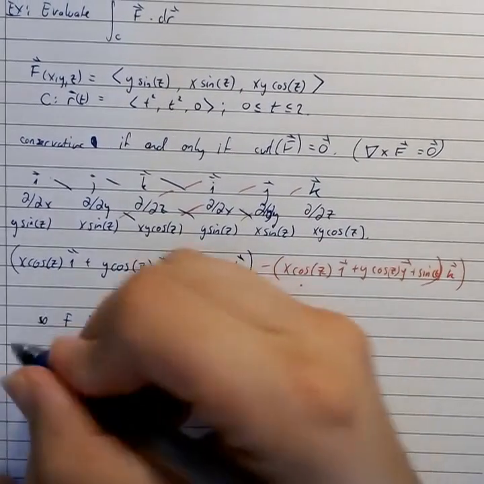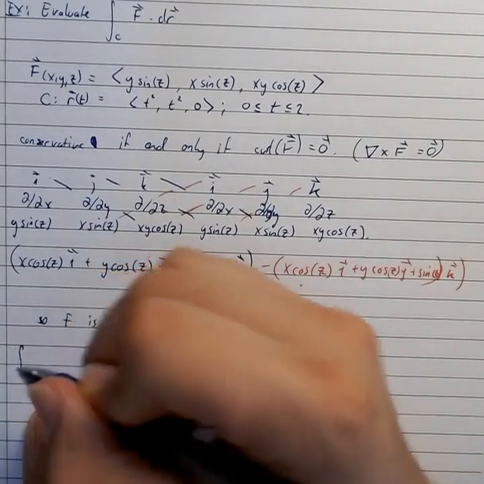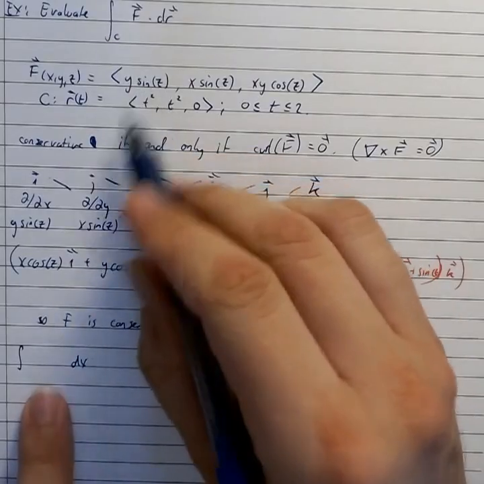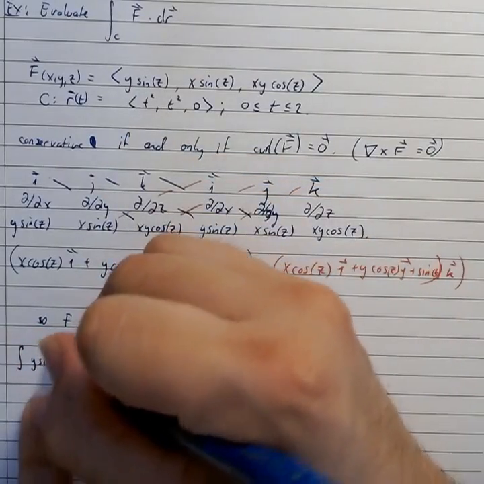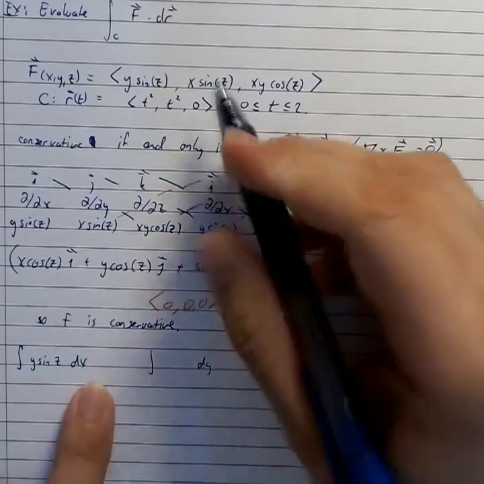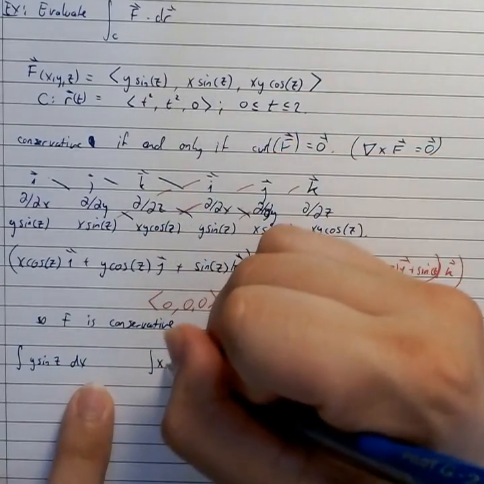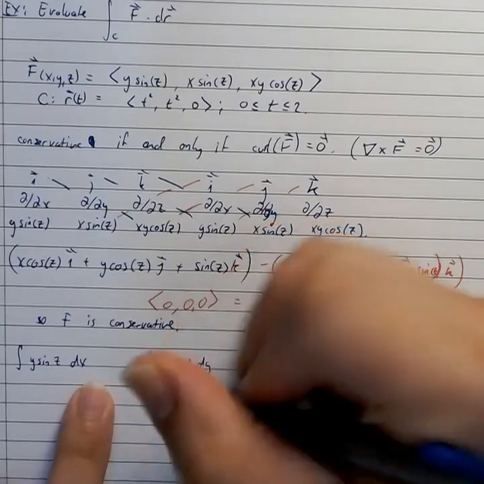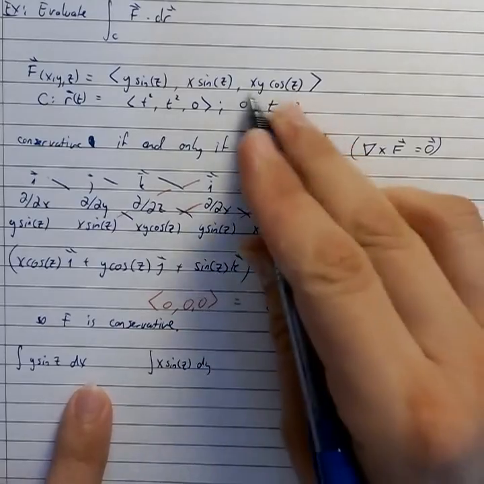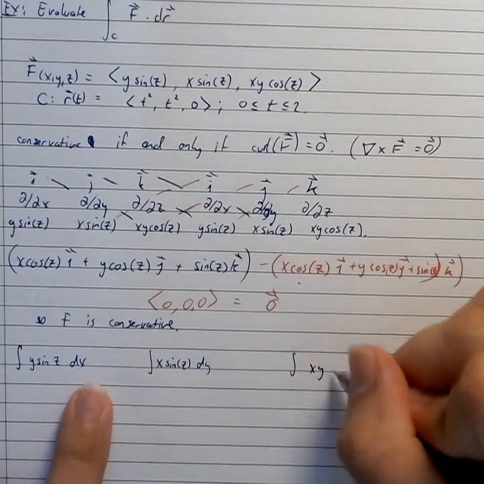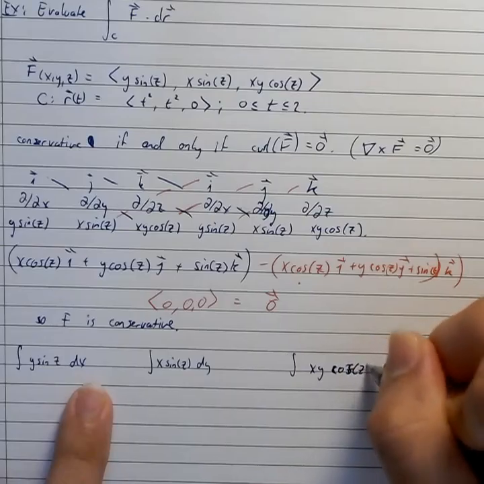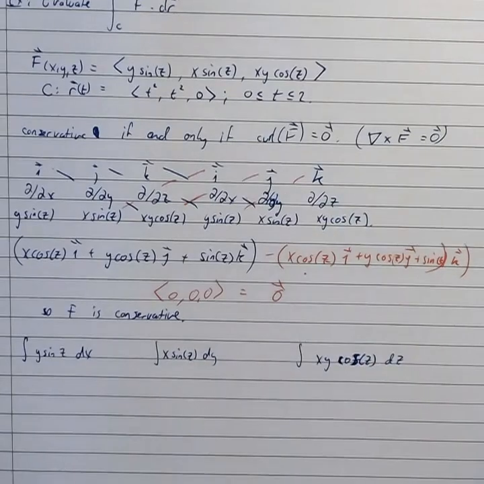Find the potential function. That's going to be the integral with respect to the first variable of the first component. That's y sine of z. I'm going to take the integral with respect to the second variable of the second component, which is x sine of z. And I'm going to take the integral with respect to the third variable of the third component, which is xy cosine of z.